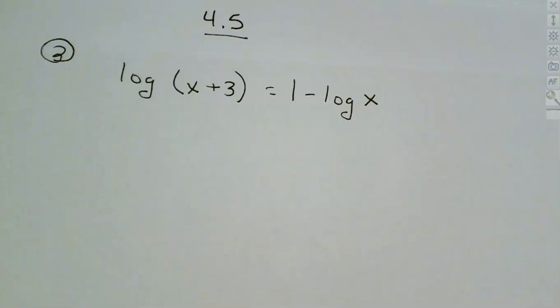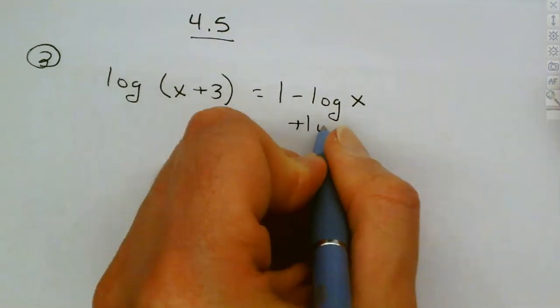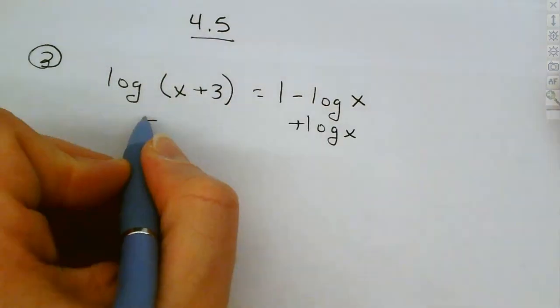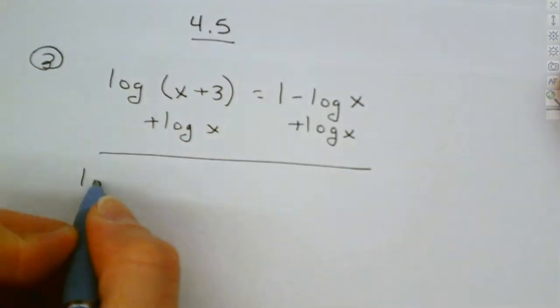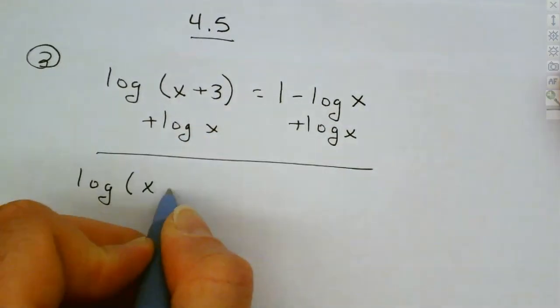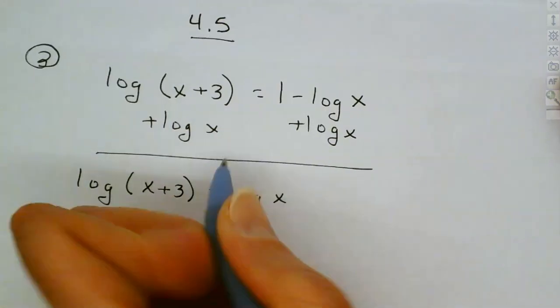E gets rid of a natural log, so E gets rid of an ln. Power of 10 gets rid of a log base 10. Power of 5 would get rid of a log base 5, and so on. So let's go ahead and move that log of x over. This gives us now this.